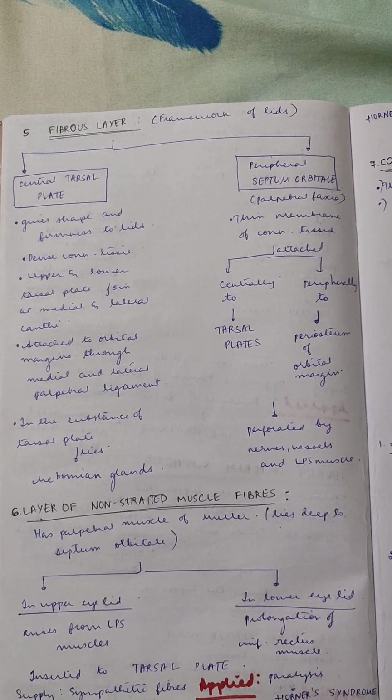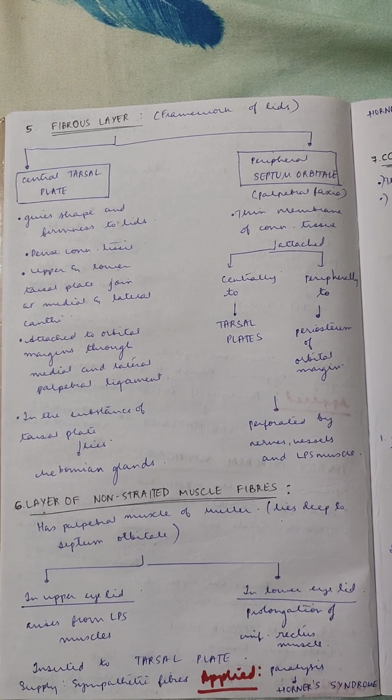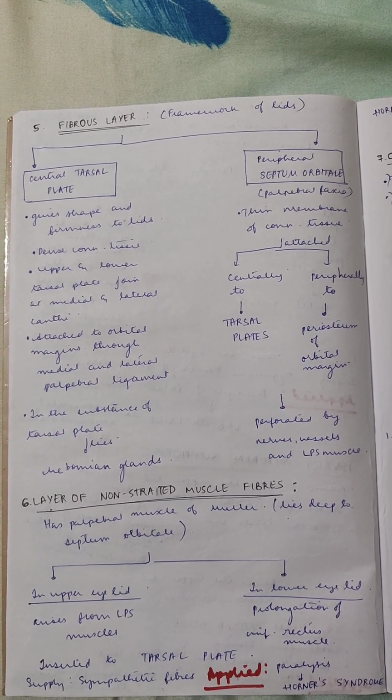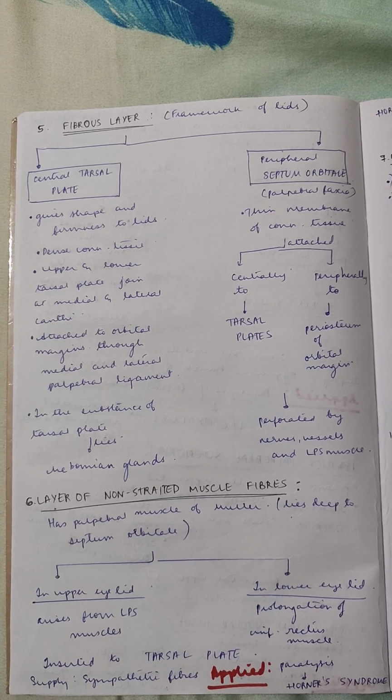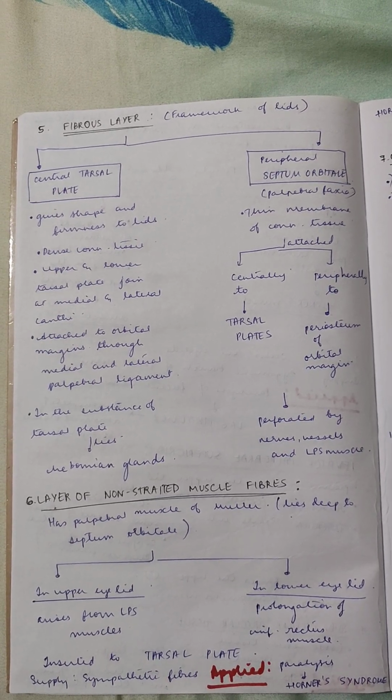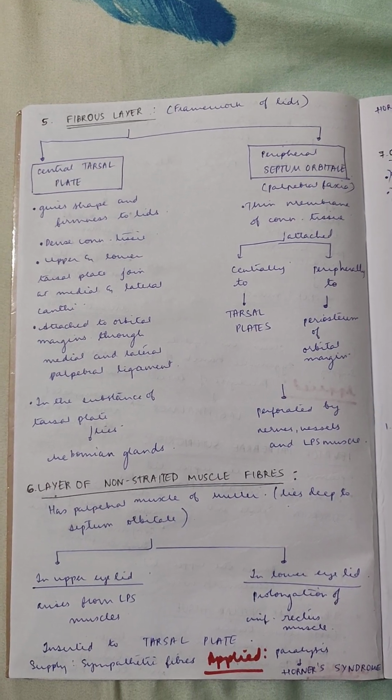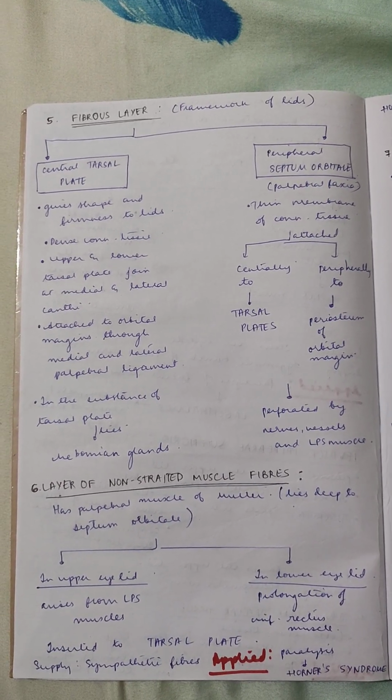The peripheral septum orbitale is also the palpebral fascia. It is a thin membrane of connective tissue. Centrally it is attached to the tarsal plates. Peripherally it gets attached to the periosteum of orbital margin. And this is also perforated by a lot of nerves, vessels, and levator palpebrae superioris muscle.